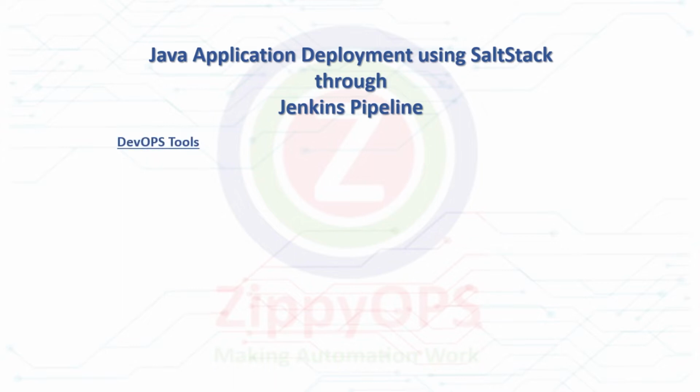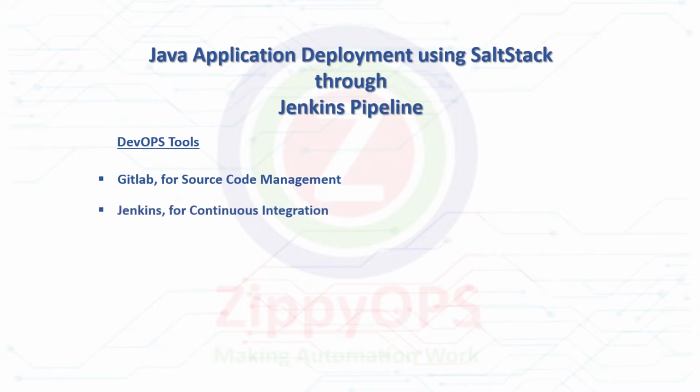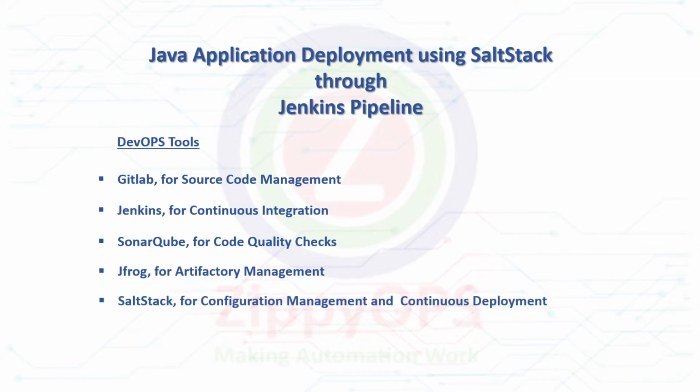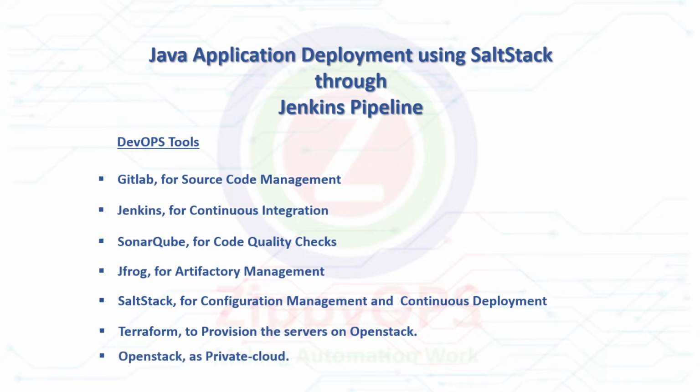The tools used in this Java application deployment are: GitLab for source code management. Jenkins for continuous integration. SonarQube for code quality checks. JFrog Artifactory to manage the binaries. SaltStack for configuration management and continuous deployment. Terraform to provision the servers on OpenStack. OpenStack as the private cloud.